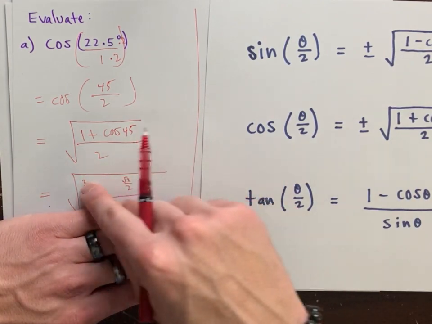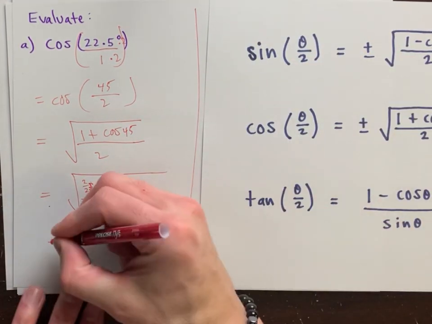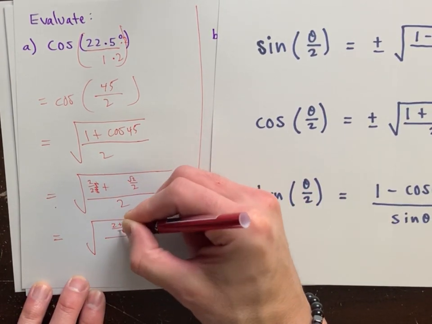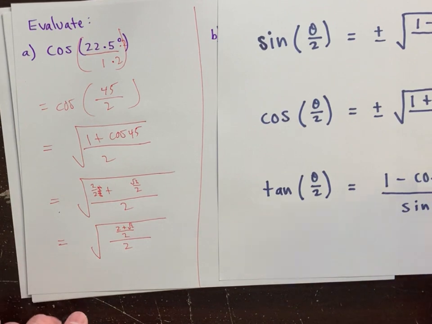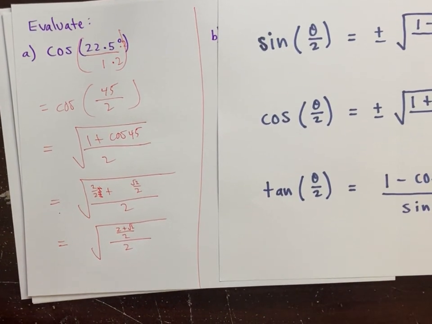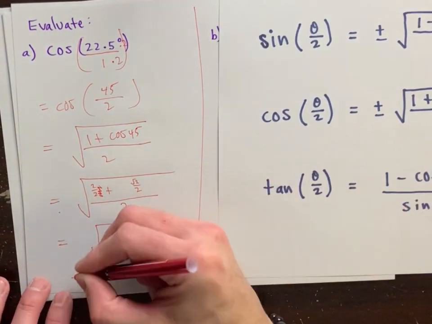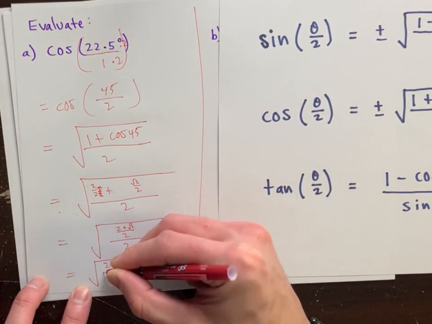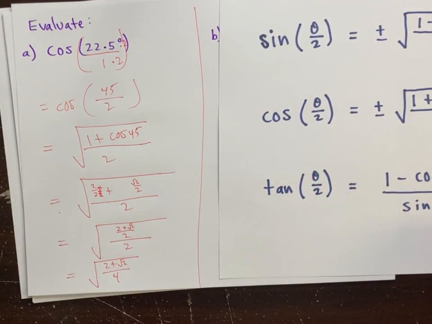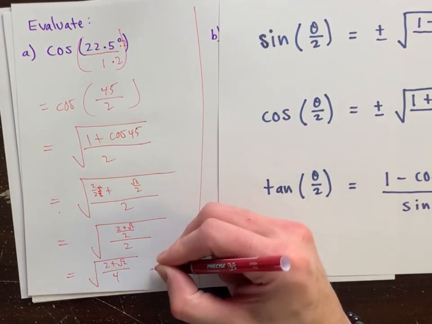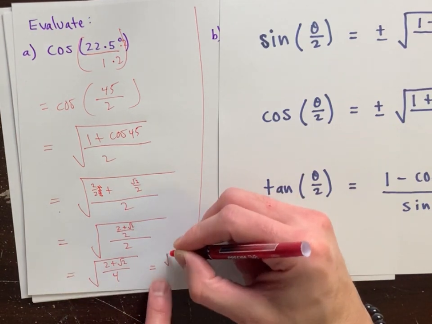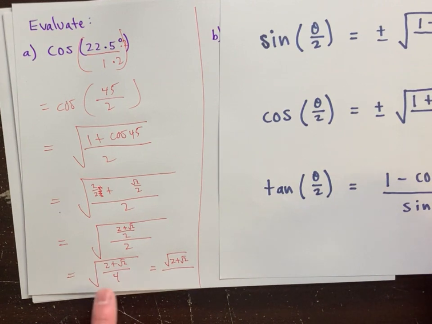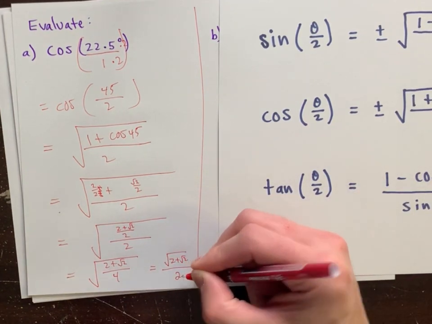And now you can add those to get a single fraction, and that would be square root 2 plus square root 2 over 2, all over 2. And then these 2's here in the bottom can actually combine to give you square root 2 plus square root 2 over 4. And then you can square root the top independently, and you can square root the bottom independently, but the square root of the bottom, which is a 4, would just be a 2.